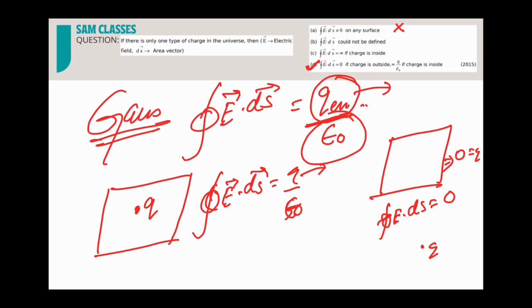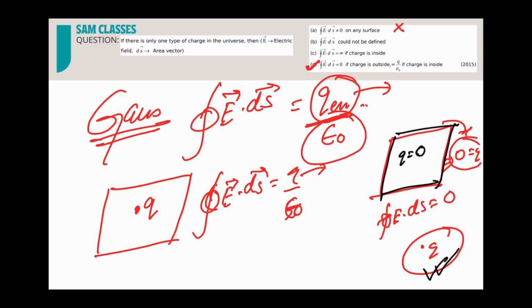If outside, the net charge inside is what? Zero. Enclosed means what? Within this part of the Gaussian surface, what is the charge? If you see, all the charge is outside, so no charge is inside. So by Gauss law, charge enclosed will be what? Zero. Now the moment you say charge enclosed is Q, it will be Q by epsilon naught. That's it.